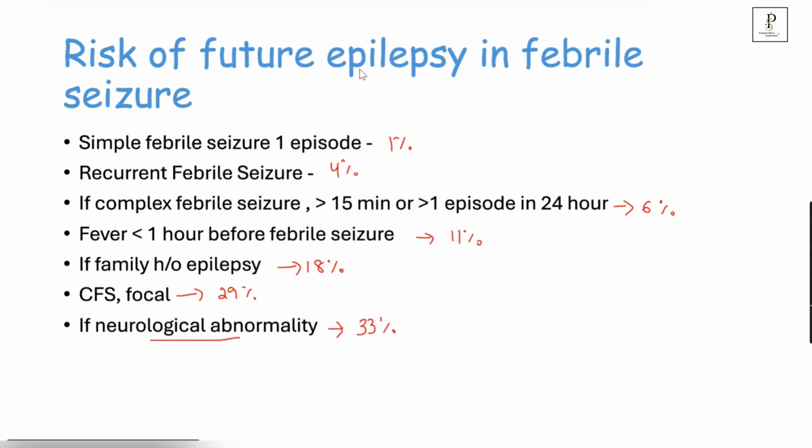So the percentage of developing future epilepsy is between 1 to 33%, and it varies from one child to another child. If neurological abnormality, highest risk. Simple febrile seizure, very minimal epilepsy risk. If complex febrile seizure, more epilepsy risk. Even if it's a focal complex febrile seizure, even 29% risk.